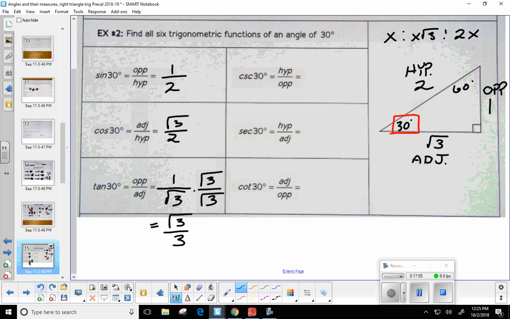Anybody having trouble seeing how I'm getting these? Anybody not sure where a value came from? Okay. All right, how about this? Jalen, can you help me out with cosecant of 30? Now, we can either take the ratio or just take the reciprocal of the sine function, whatever you like. There you go. The hypotenuse 2 over the opposite 1, that's just 2. Sine and cosecant are reciprocals, just as cosine and secant are reciprocals. So here, secant of 30 degrees, hypotenuse of 2 over the adjacent square root of 3.